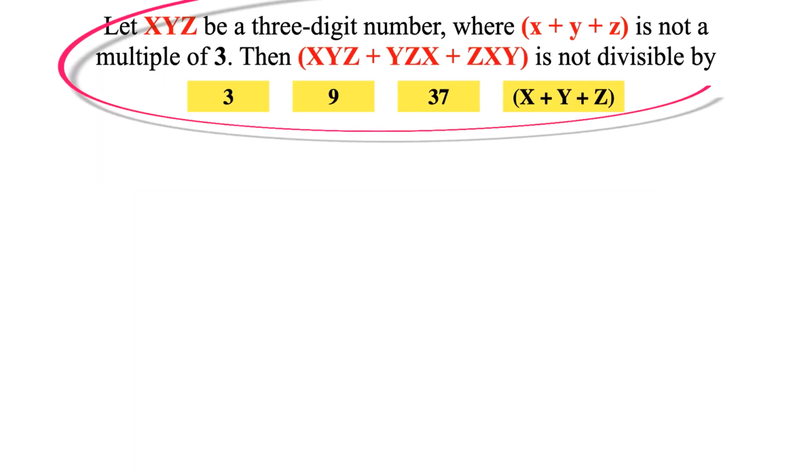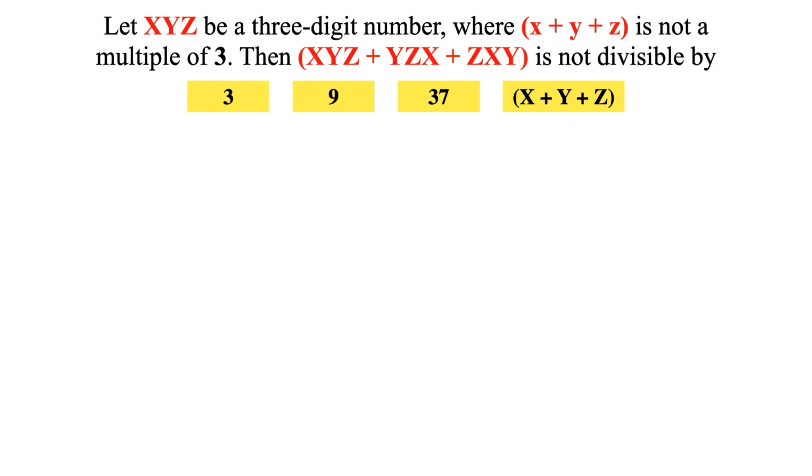Let XYZ be a 3-digit number where x plus y plus z is not a multiple of 3. Then XYZ plus YZX plus ZXY is not divisible by which of the following options? The options are 3, 9, 37, x plus y plus z.